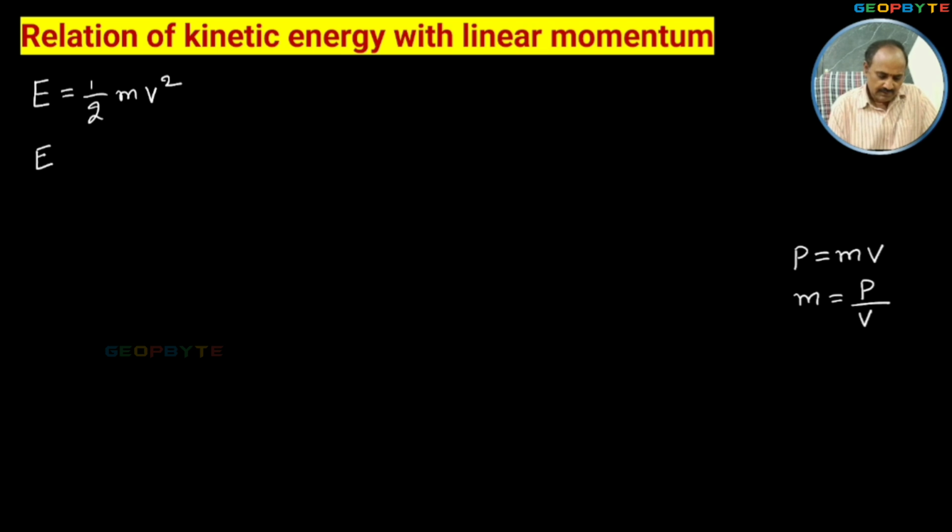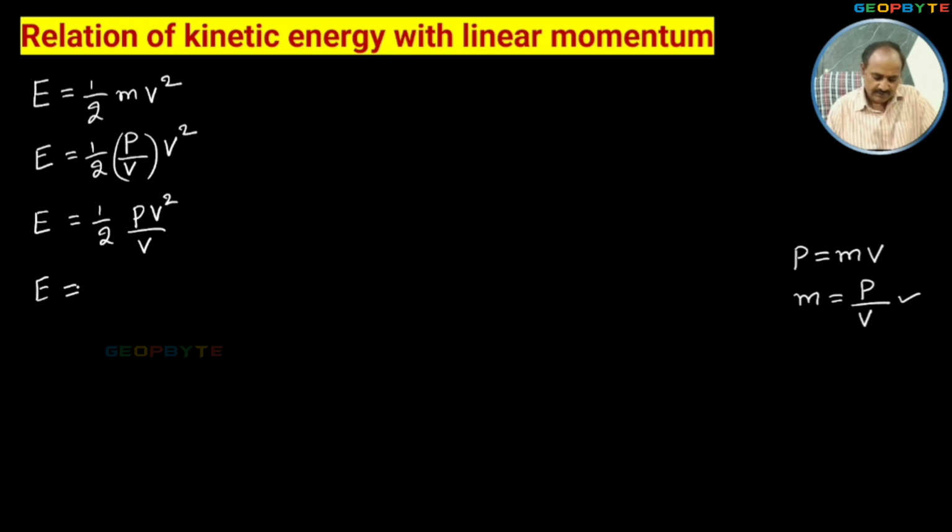The kinetic energy E equal to half into m, where m equal to P by V, linear momentum by V, multiplied by V square. This can also be written as E equal to half P V square by V. Therefore, the kinetic energy E equal to half into product of linear momentum and velocity.